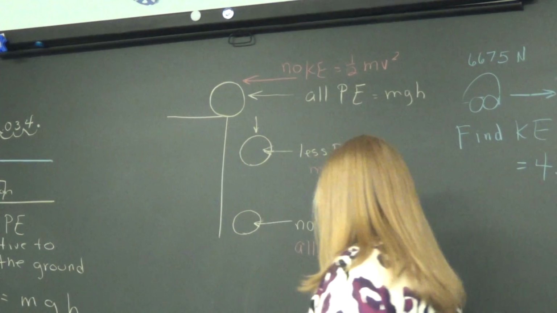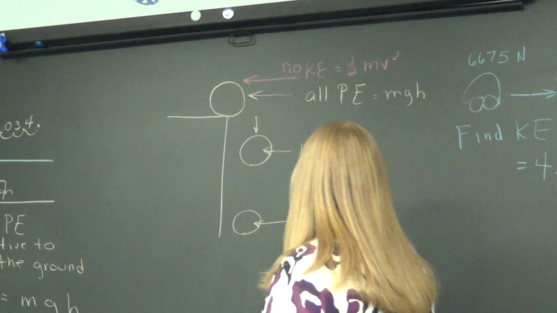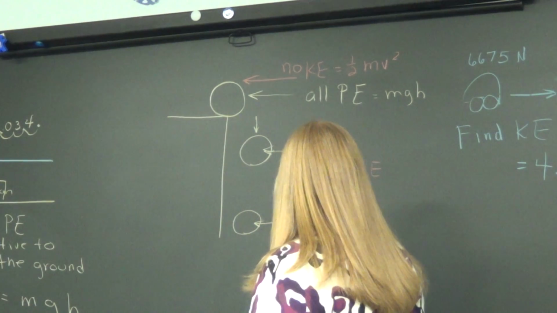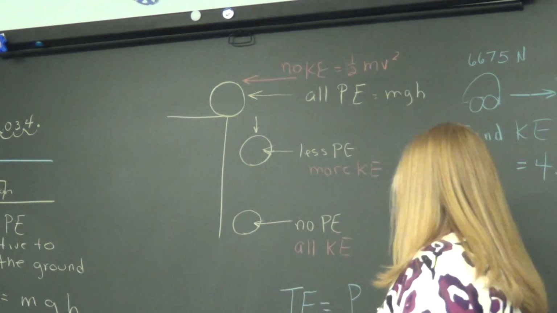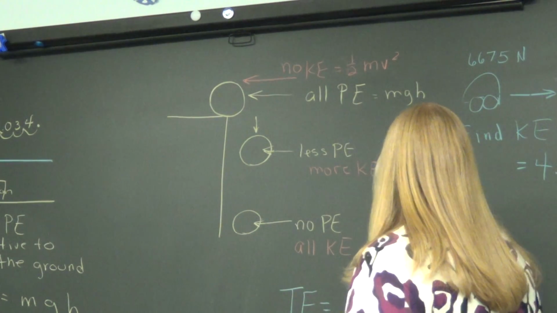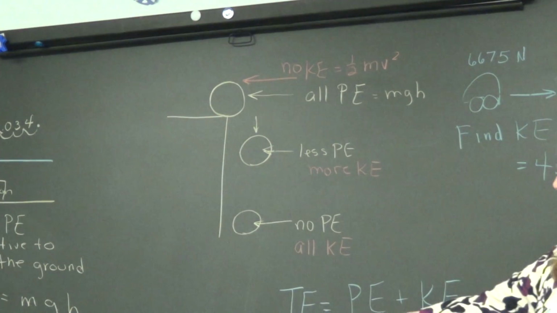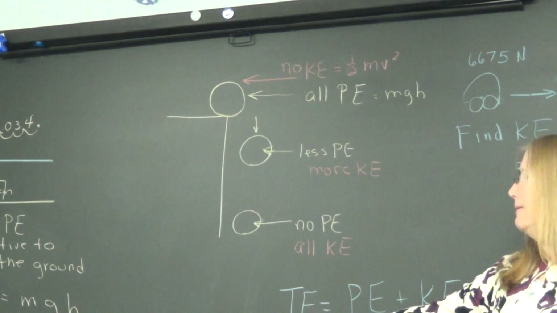So that suggests a relationship between PE and KE. And what we find out is the total energy always, at every point in our dramatic story here, equals the potential energy plus the kinetic energy. This number never changes. Total energy is the same throughout.